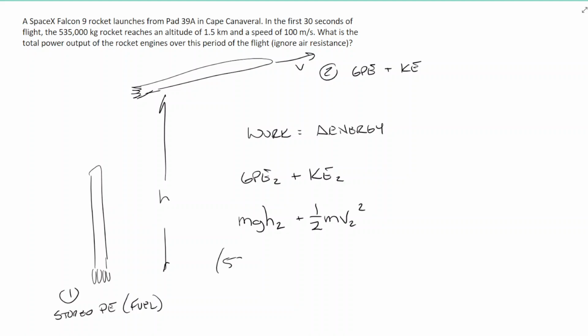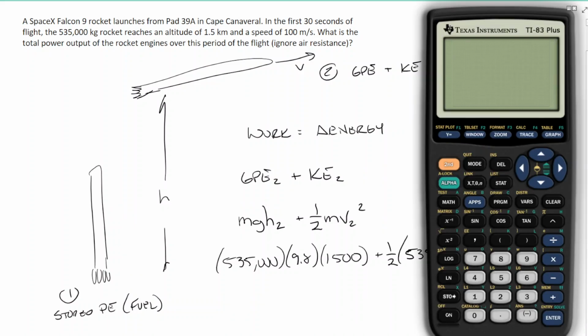I have 535,000 kilograms times 9.8. And they have 1.5 kilometers. Let's make sure we get that to meters. If I convert 1.5 kilometers, it's going to be 1,500 meters. There's my GPE, plus 1/2 of 535,000 kilograms times the velocity they gave me, which is 100 meters per second, and we'll square that.